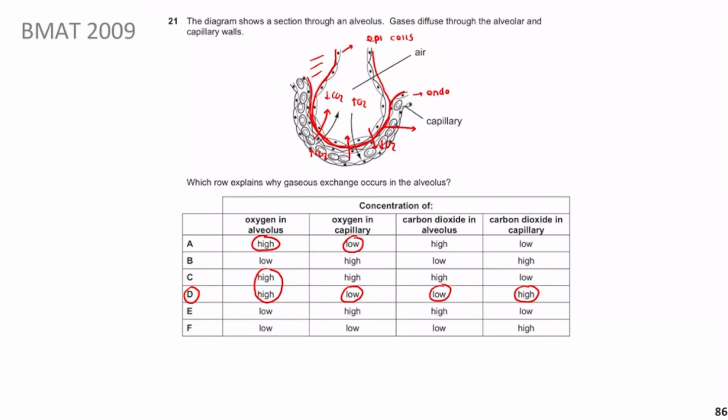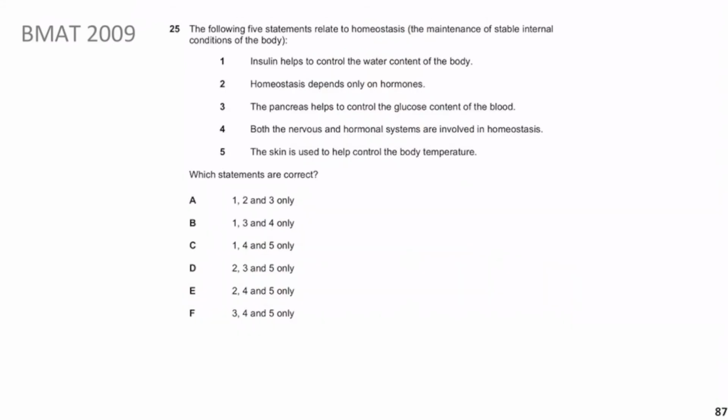But now we move on to BMAT 2009, question 25. So it says here, guys, the following 5 statements relate to homeostasis, the maintenance of a stable internal environment of the body, as we've already been saying a lot through these videos. And it says, which of the statements are correct? So guys, pause the video, give yourself a minute. Be sure to come back after the minute, and we will be going through the solution.